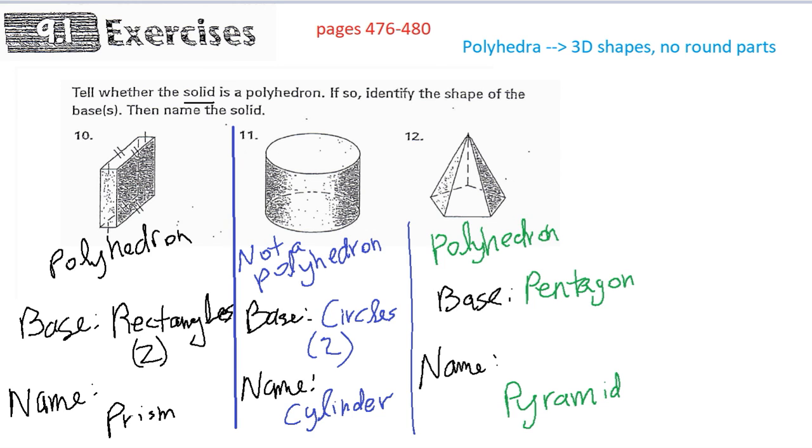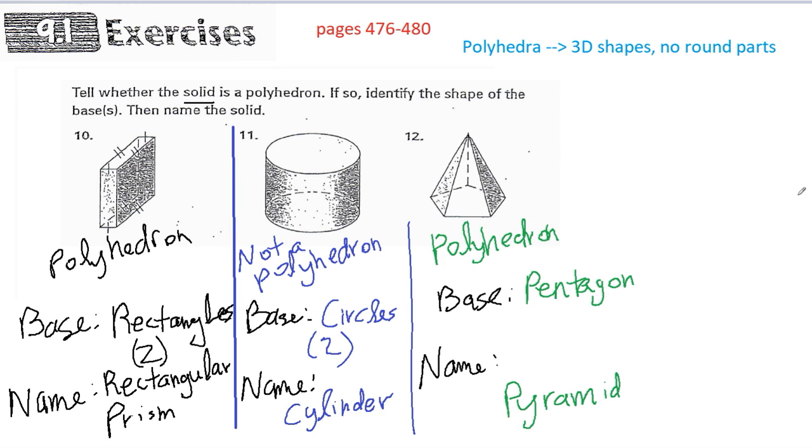Because number 10, the bases are rectangles, we can call this a rectangular prism. So to take that word rectangle as a noun, and the related adjective is rectangular. So the best name you could give this is a rectangular prism. Again, I'm okay if you stop at prism, but a rectangular prism instead of a triangular prism or some other kind of prism.